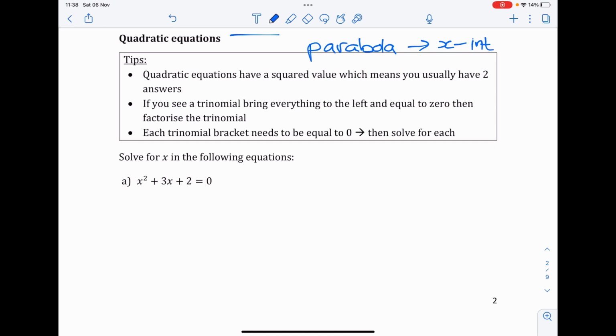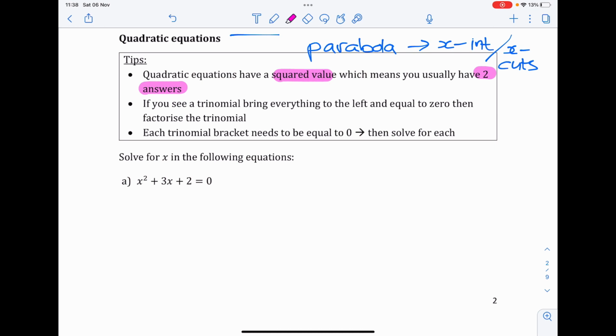So when we set a quadratic equation to 0 and we solve for x, that's where we're finding the x-intercepts. In other words, the x-cuts of your parabola. That's what these quadratics do. Quadratic equations have a squared value, which means you usually have two answers. Not always, but most of the time.